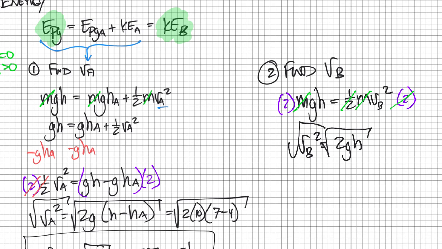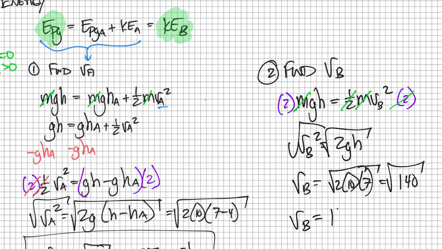Square root both sides. v B equals the square root of 2 times 10 times 7. 70, so that's what, 140, the square root of 140. So it's just a little bit under 12. It's about 11.8 meters per second.